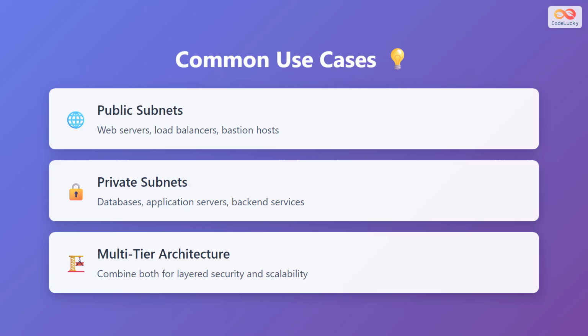Private subnets excel at hosting databases that store sensitive information, application servers that process business logic, and backend services that don't need public exposure. The most powerful approach is combining both types in a multi-tier architecture, where public-facing components sit in public subnets and sensitive resources remain protected in private subnets. This layered approach provides both accessibility and security, giving you the best of both worlds for building robust cloud applications.